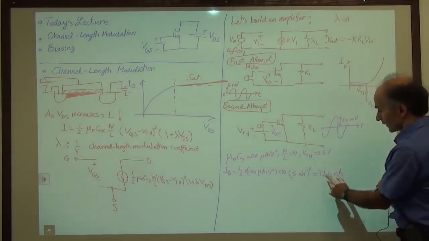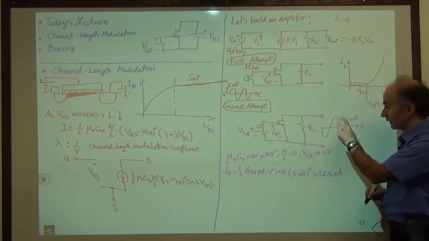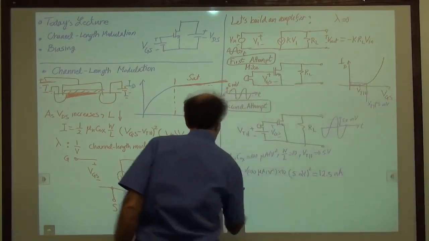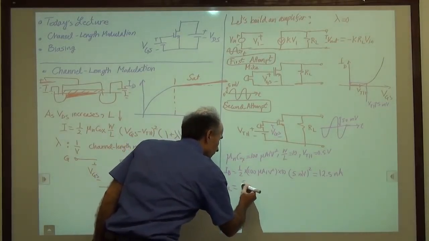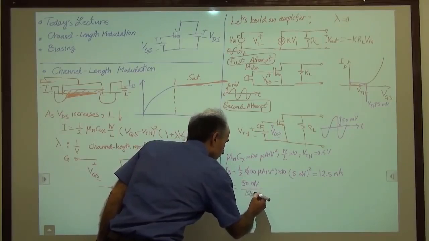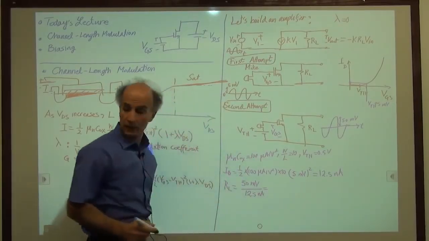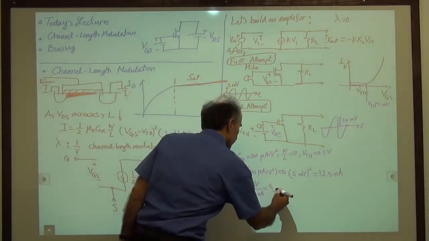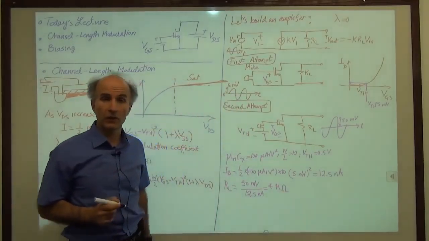Okay, so this current of 12.5 nanoamps has to pass through RL and give me 50 millivolts. So I can find RL. RL is equal to the voltage that I need, 50 millivolts, divided by the current that the transistor has produced, 12.5 nanoamps. And that comes out to be 4 mega ohms. 4 mega ohms. And that's a very, very large resistor.